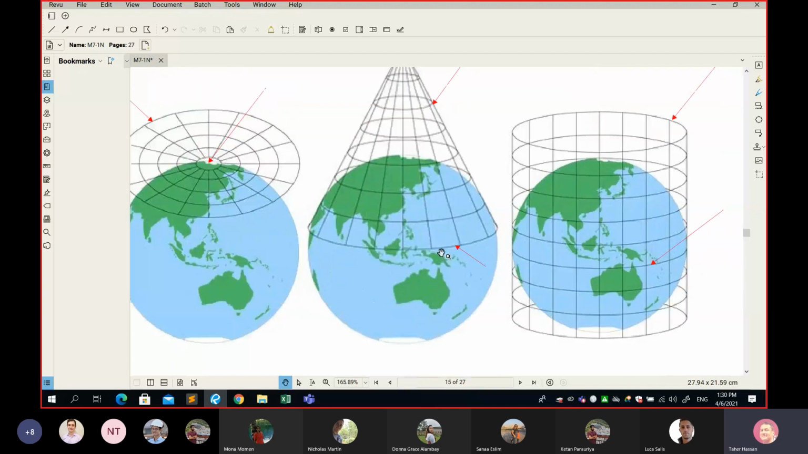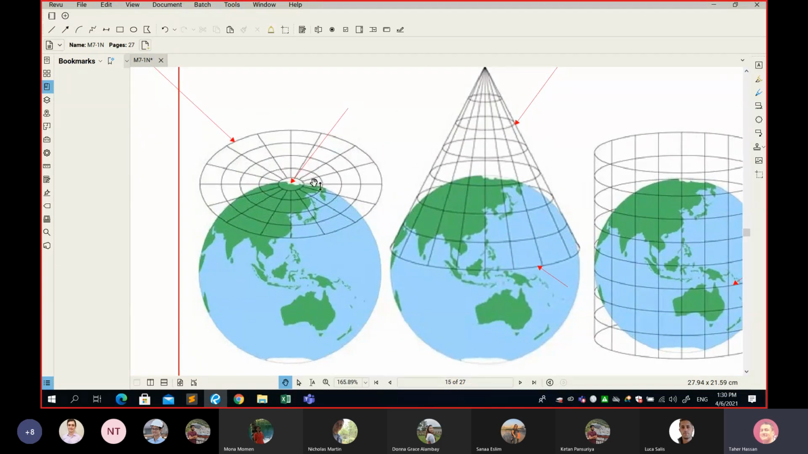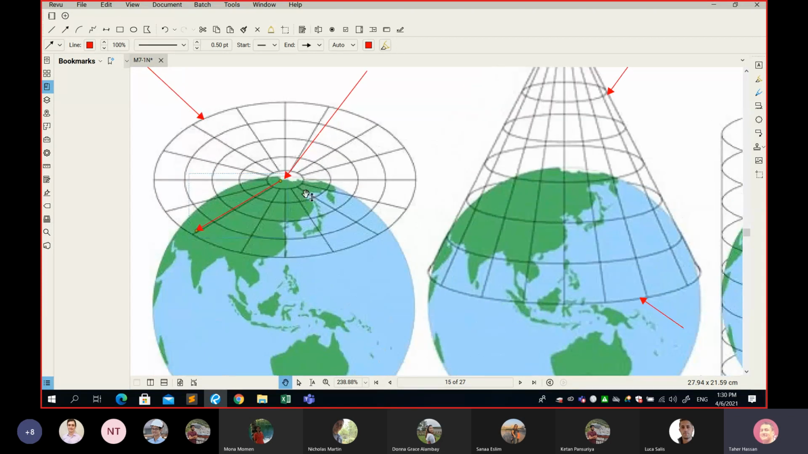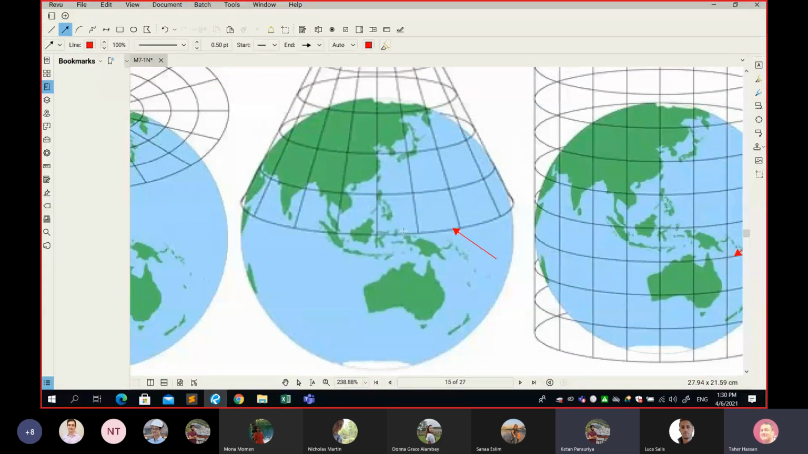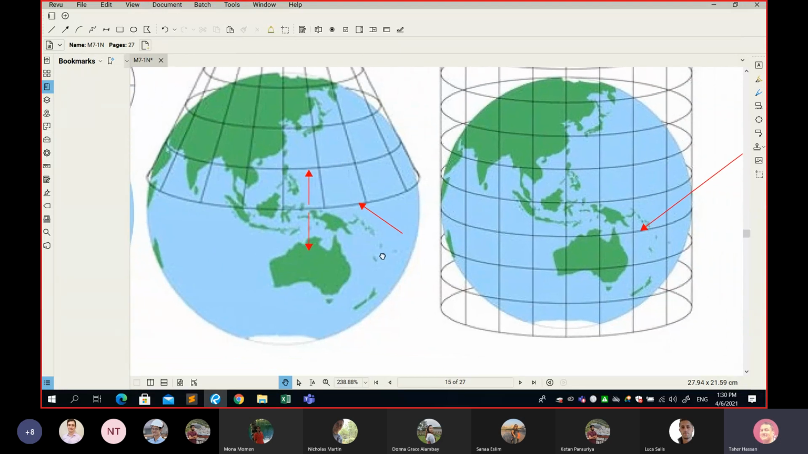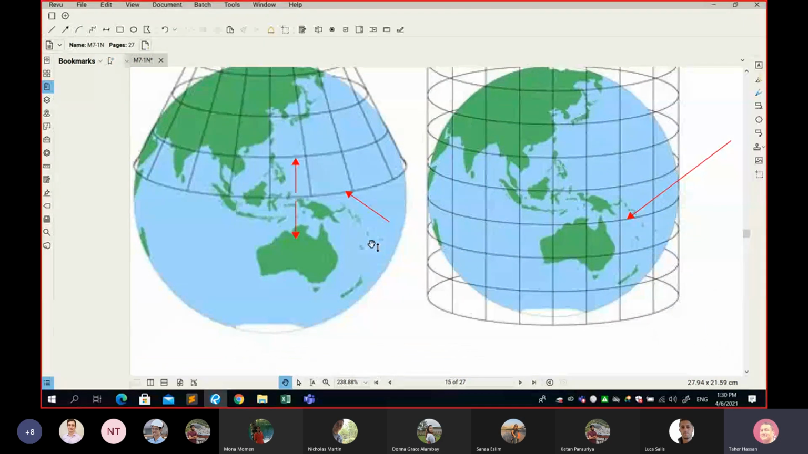As we go away, for example, watch this. If I go away from this point, what happens to my distortion? Increasing. Okay, how about the conical? If I go this way or this way, what happens to my distortion? Increase. How about if I go here or here around the equator? Increase.